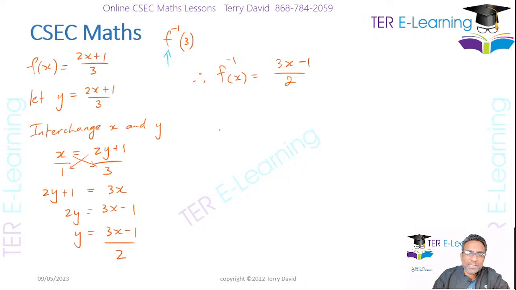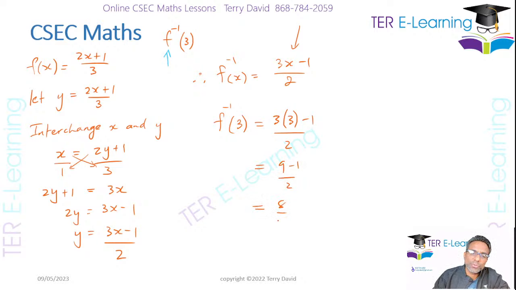Now the question asks me to work out f inverse of 3. So therefore, all we do is we substitute in 3 into this formula here. So this is going to be 3 by 3 minus 1 all over 2. 3 3s are 9 minus 1 over 2. This is 8 over 2. So this is 4. Right? So f inverse of 3 is going to be 4.